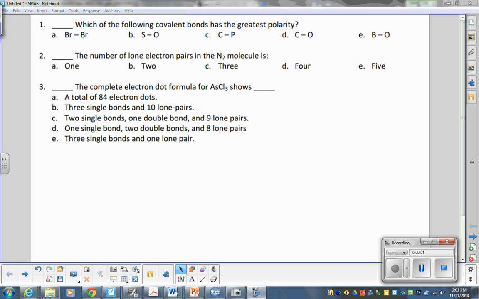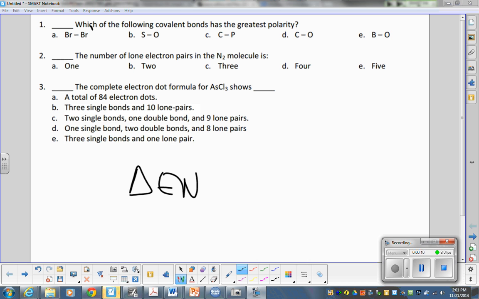Which of the following covalent bonds has the greatest polarity? When you talk about the difference in polarity, it's the difference in electronegativity value. So what you do is you just look up the values. For example, if you look up Br, Br minus Br is 2.96 minus 2.96. That's obviously going to be 0, right?